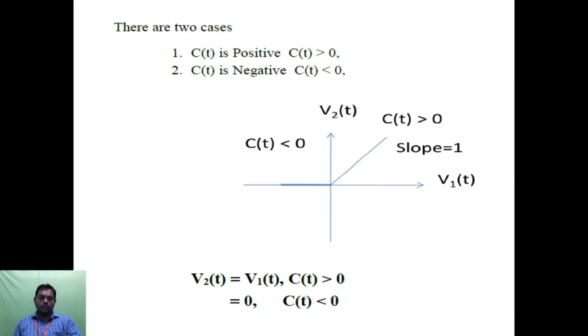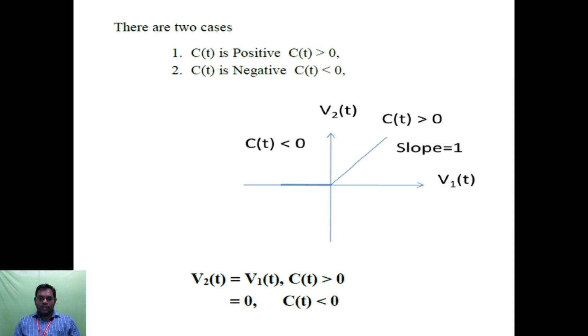That's all. So there are two cases we are using. C of t is the carrier signal which is positive, C of t is greater than 0, and C of t is negative, C of t is less than 0. So this is the graphical representation between V1 of t and V2 of t. When C of t is greater than 0, the slope is equal to 1. When C of t is less than 0, the wave follows the x-axis.